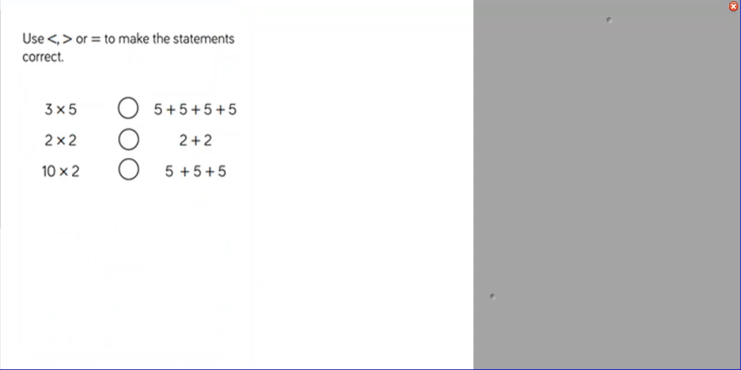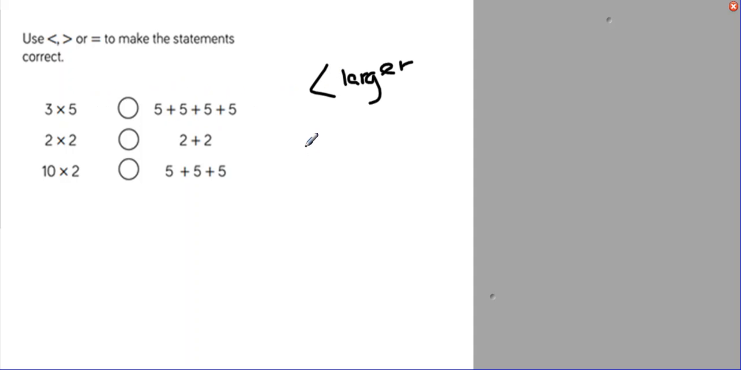Okay, let's have a look at this then. So it says use your crocodile mouths or the equal sign to make the statements correct. So remember, the opening of your crocodile mouth goes to the larger number, and the smaller side goes towards your smaller number. So if the total on this side is larger than the total on this side, then the opening of your crocodile mouth will go to this side.